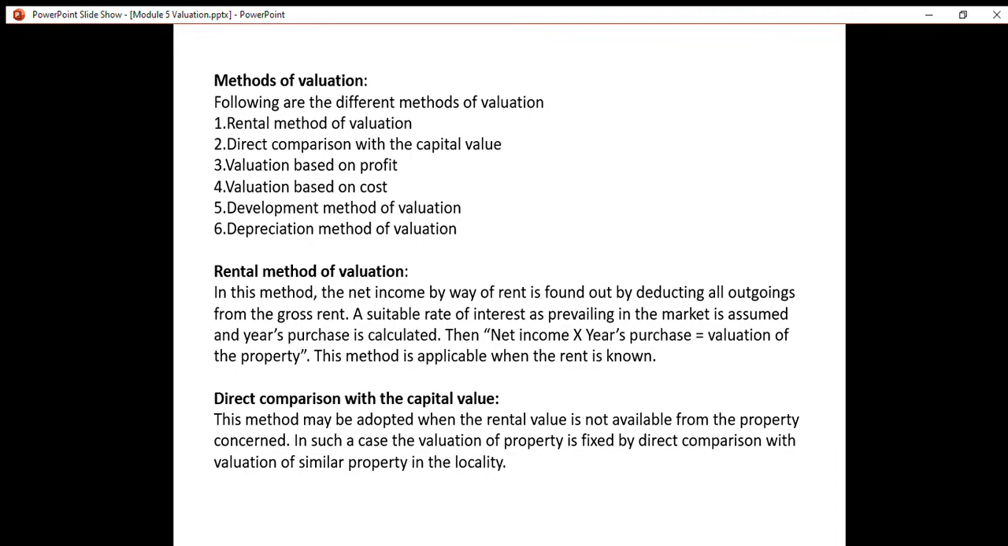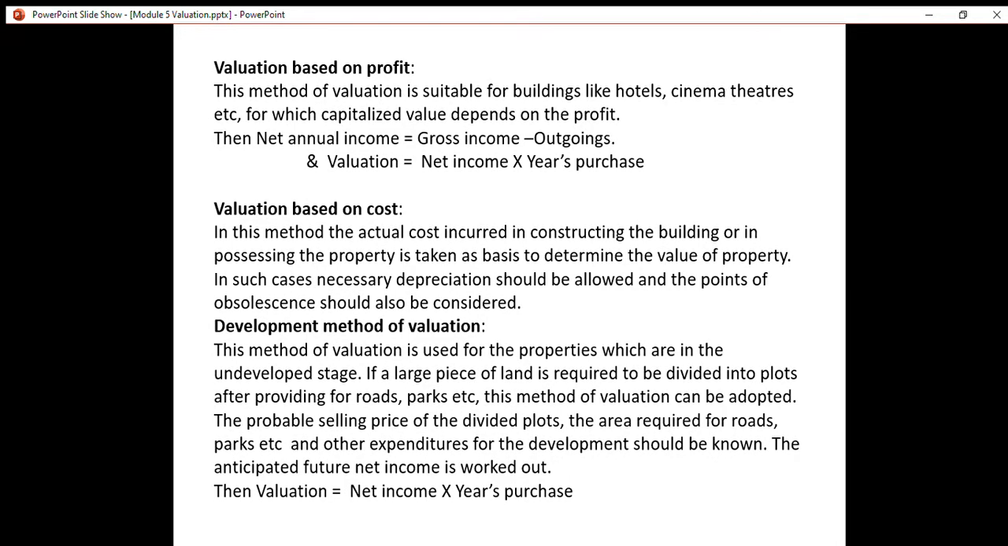Second method, direct comparison with the capitalized value. Valuation is computed by directly comparing with the similar property in the locality. Number 3, valuation based on profit. Again, valuation is equal to net income into years purchase. We shall solve problems in the next sessions.